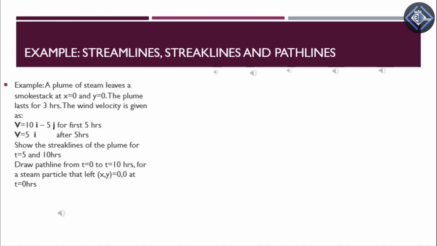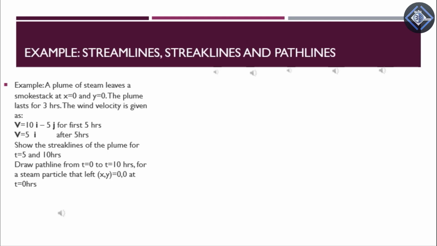The example states that a plume of steam leaves a smokestack at x equal to 0 and y equal to 0. The plume lasts for 3 hours. The wind velocity is given as v equal to 10i minus 5j for the first 5 hours, and v equal to 5i for the next 5 hours. Show the streaklines of flow for t equal to 5 hours and 10 hours. So we have to draw two streaklines.